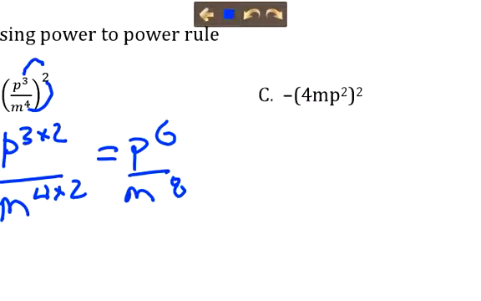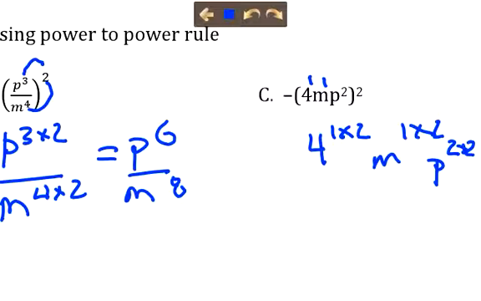Look at this question. Use the same rules. Worry about the negative at the end. Let's put a 1, and the last p has a 2. That means the 1 exponent is going to multiply by the 2. The 1 on the m is going to multiply by the 2. And the 2 is going to multiply by the 2 on the p. So I would get 4 to the 2, m to the 2, and p to the 4.